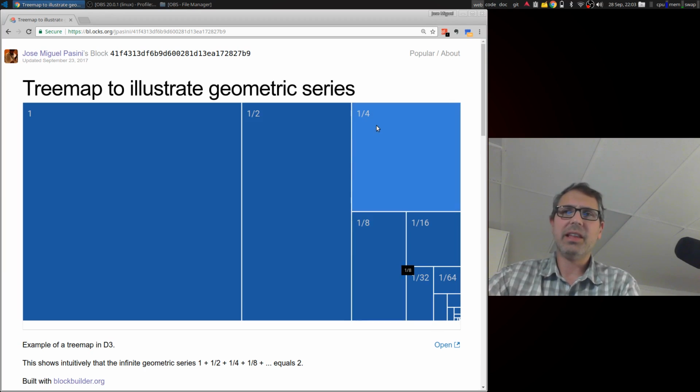I added labels here to make it obvious what the sequence was, but for the additional ones, once the rectangles get too small, I also added tooltips so you can actually check that number is 1/2048.